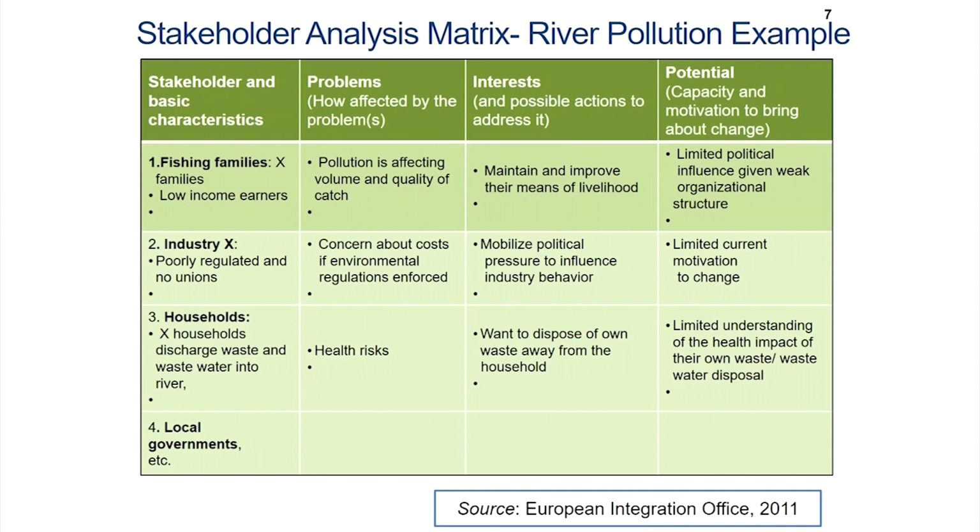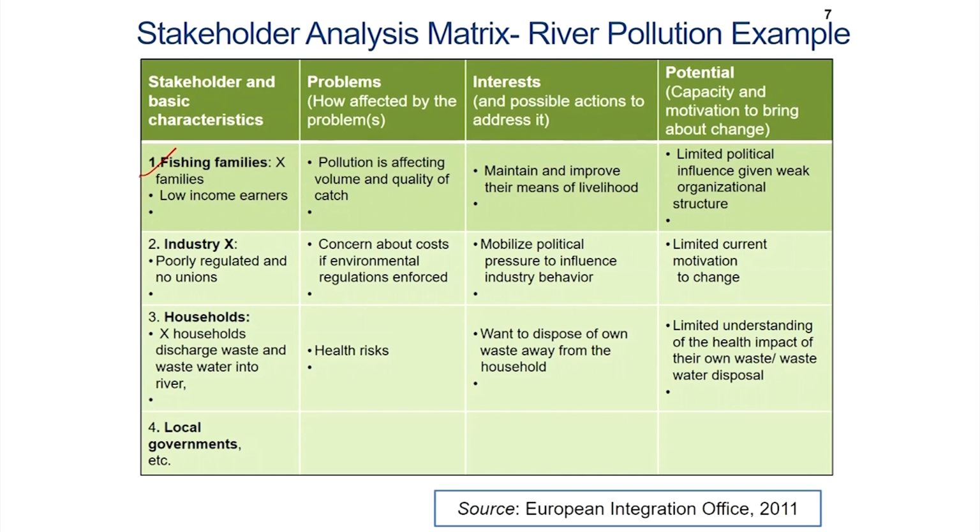And the fourth column talks about the potential, or the capacity and motivation of the stakeholders to bring about change. So, with respect to river pollution, let us say we take the first stakeholder as fishing families. Which means we are looking at X number of families, maybe low income earners. We can also look at small scale family businesses organized into informal cooperatives. We can also look at women actively involved in fish processing and marketing.